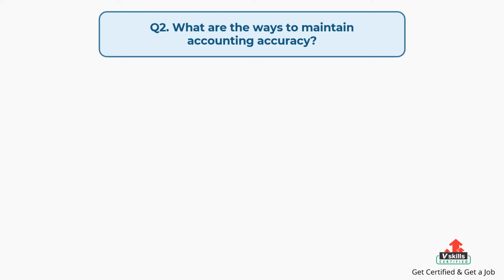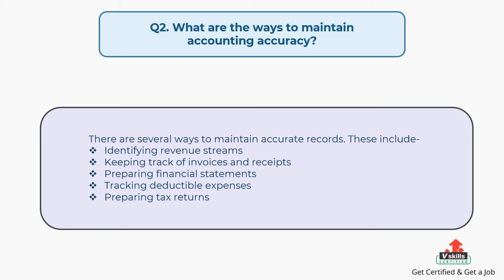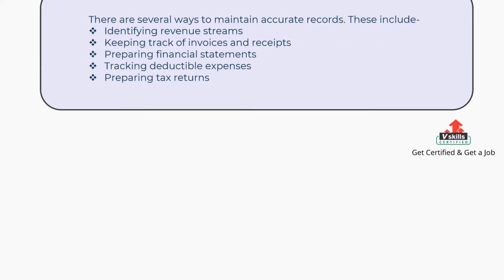Question number 2. What are the ways to maintain accounting accuracy? The answer is, there are several ways to maintain accurate records. These include identifying revenue streams, keeping track of invoices and receipts, preparing financial statements, tracking deductible expenses, preparing tax returns.